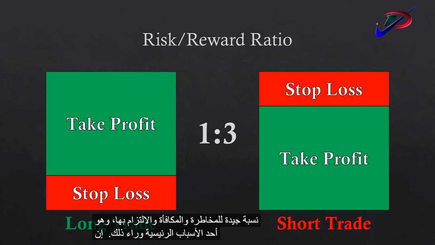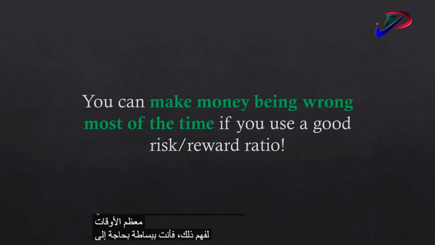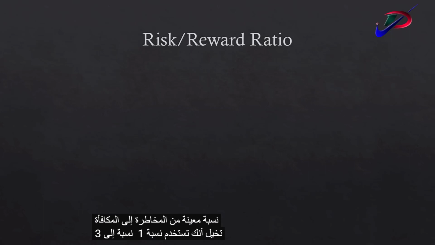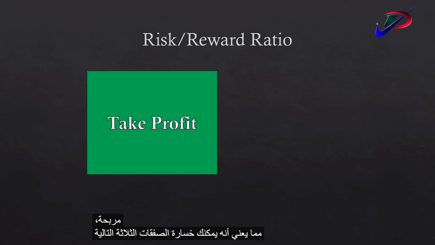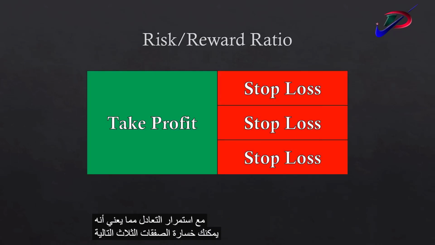One of the main reasons why a risk-reward ratio like this is important is because you can make money being wrong most of the time. To understand this, you simply need to think about what happens if you make a series of trades respecting a certain risk-reward ratio. Imagine that you use a 1-to-3 ratio, and the first trade you make is profitable. That means you can lose the next 3 trades and still break even, meaning that you can lose the next 3 trades without damaging your initial capital.